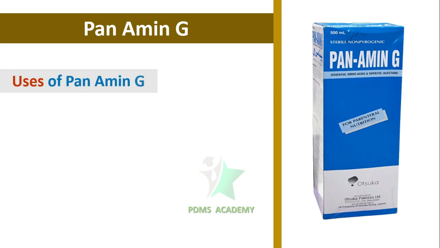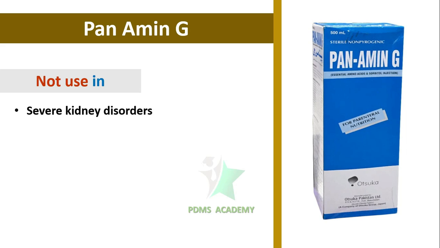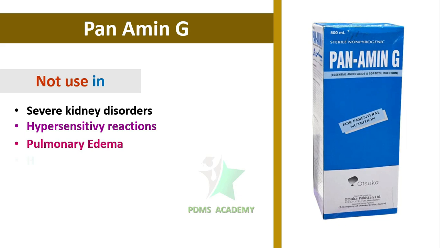Uses of Aminosyn G. It should be used in hypoproteinemia, after surgery, malnutrition, provision of amino acids. It should not be used in severe kidney disorders, in hypersensitivity reactions, in pulmonary edema, in hypertension. This was all about the lecture.